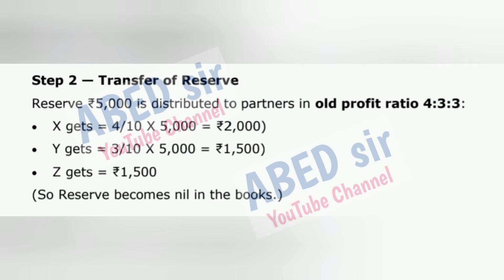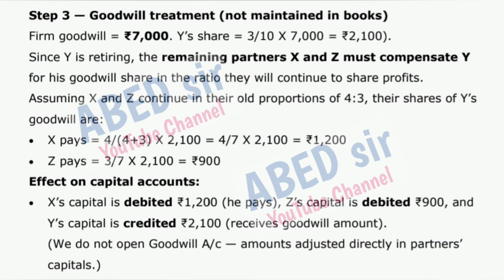X gets 4/10 times 5,000, which is equal to 2,000 rupees. Y gets 3/10 times 5,000, which is equal to 1,500 rupees. Z gets 1,500 rupees. So reserve becomes nil in the books. Step 3. Goodwill treatment, not maintained in books. Firm goodwill is equal to 7,000 rupees.